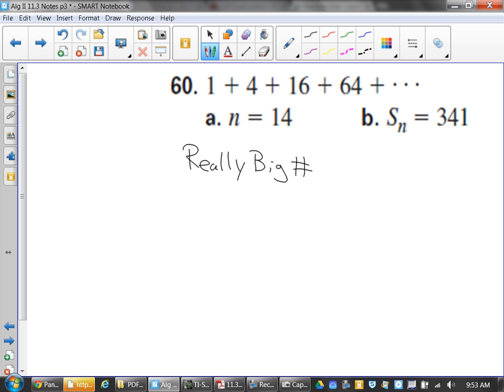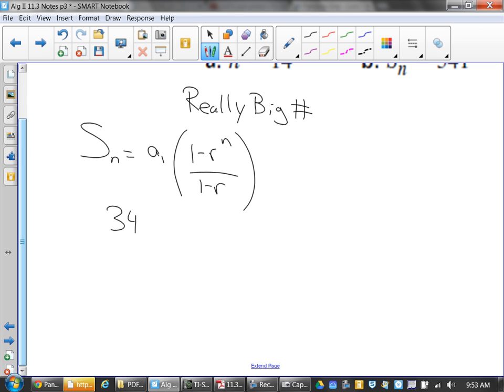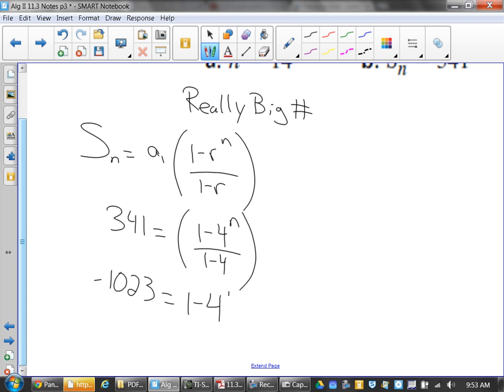Okay. Now, part B, when you set it up, remember, the sum is the first term times 1 minus r to the n over 1 minus r. So 341 is 1 minus 4 to the n over 1 minus 4. I didn't put the 1 out in front because I really don't need it. So multiply both sides by -3. -1023. I'm going to move that to the right while moving the 4 to the n to the left.